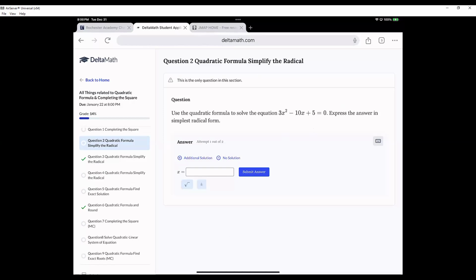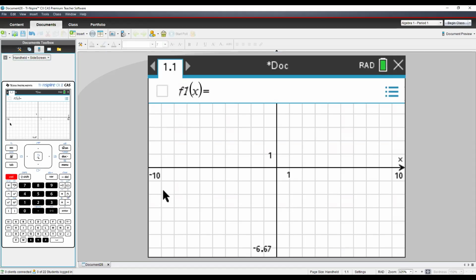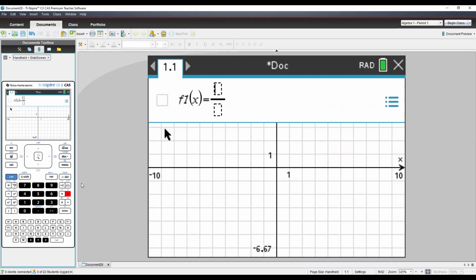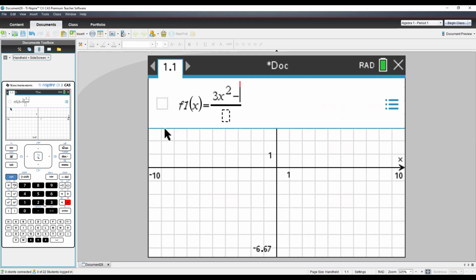So I'm going to get the calculator and do a stack fraction. You don't have to, but I think this is the easy way. On top, I'm just going to put in the equation: 3x squared minus 10x plus 5. Now, down below in the denominator, I'm just going to divide by the leading coefficient. Whatever the leading coefficient is, that's what I need to divide by, because that's going to make the equation have a leading coefficient of 1, which is what I need.